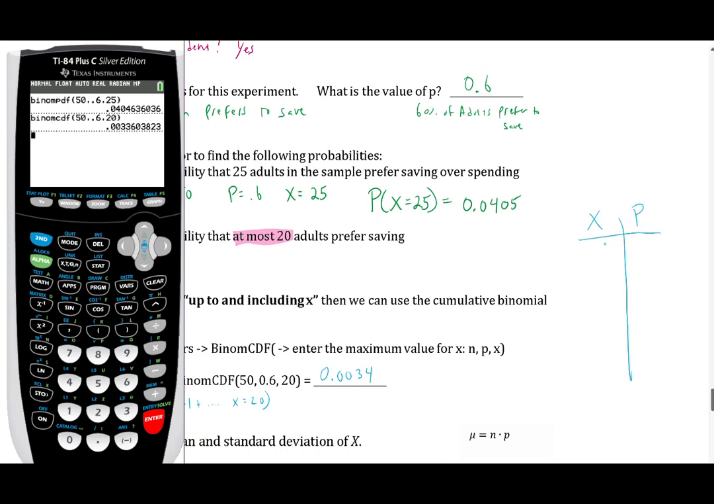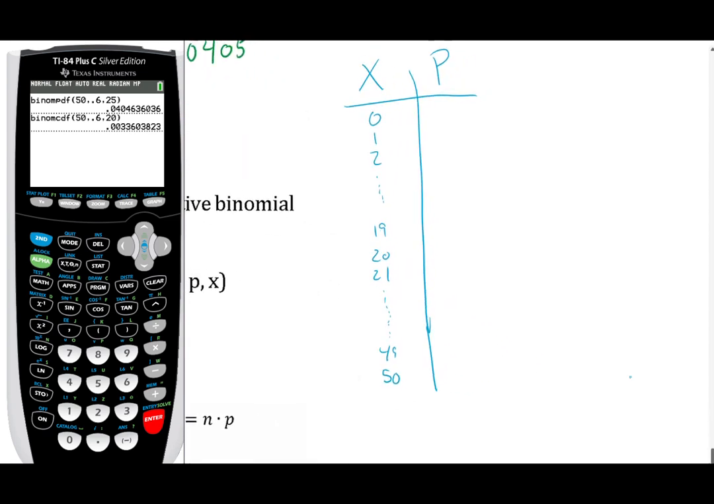distribution, meaning a table. So if we have 50 American adults, we could have 0 that prefers saving, or 1 that prefers saving, or 2 that prefers saving, or 19 that prefers saving, or 20 that prefer saving, or 21 that prefer saving, or 49 that prefer saving, or 50 that prefer saving. These are, again, the number of American adults in the random sample who prefer saving over spending.